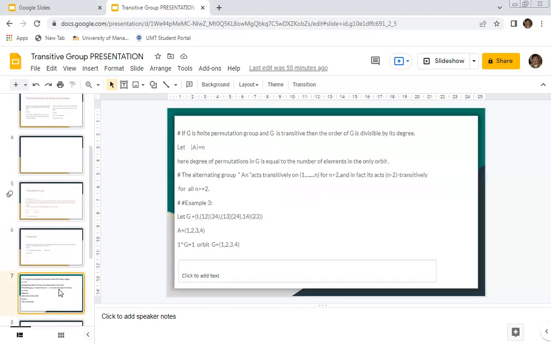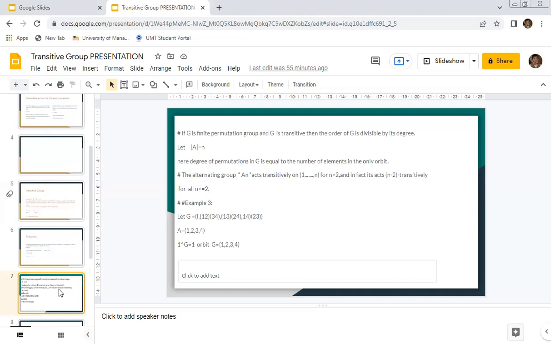If G is a finite permutation group and G is transitive, then the order of G is divisible by its degree. It means that as G is a transitive permutation group, there is a relation between every two elements x and y belonging to the set A, then the order of G is divisible by its degree. Let us suppose that we have a set A which has n elements, and it is also the orbit of G, and the degree of G is also n. So by the corollary, it is clear that the order of G is divisible by its degree.